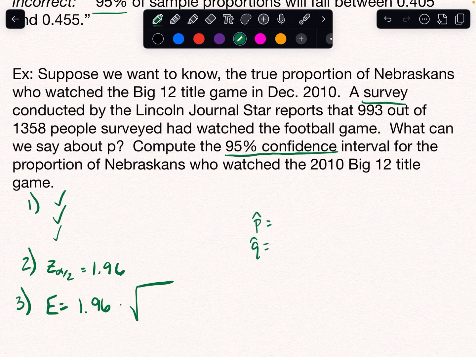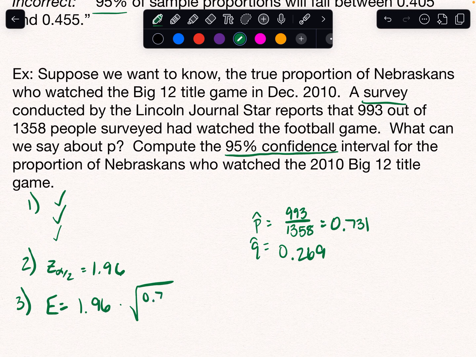So P hat is our sample proportion. So what's the percentage of people that actually watched the game? So I know 993 people watched it out of 1,358. So we need to divide that. I got 0.731, and I'll round to 3. So that would mean I have 0.269 left over for people that didn't watch the game.